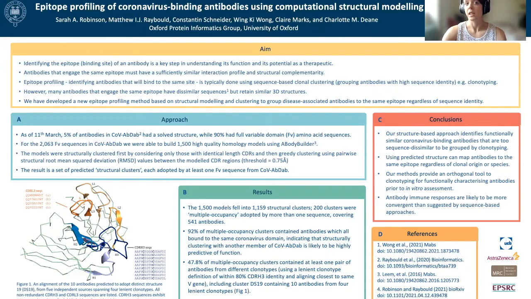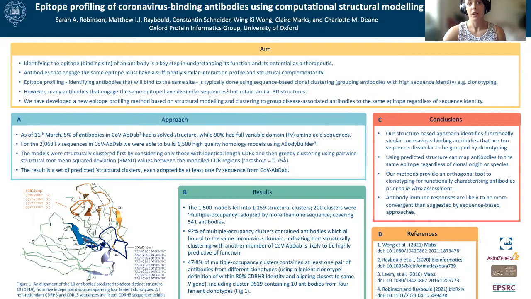Therefore, using the over 2,000 antibody sequences in CoV-AbDab, we built 1,500 high-quality homology models using ABodyBuilder, and then we clustered these models. Our clustering approach first grouped antibodies with identical length CDR regions, and then we performed greedy clustering using pairwise structural RMSD values between the modeled CDR regions with a clustering threshold of 0.75 angstroms.